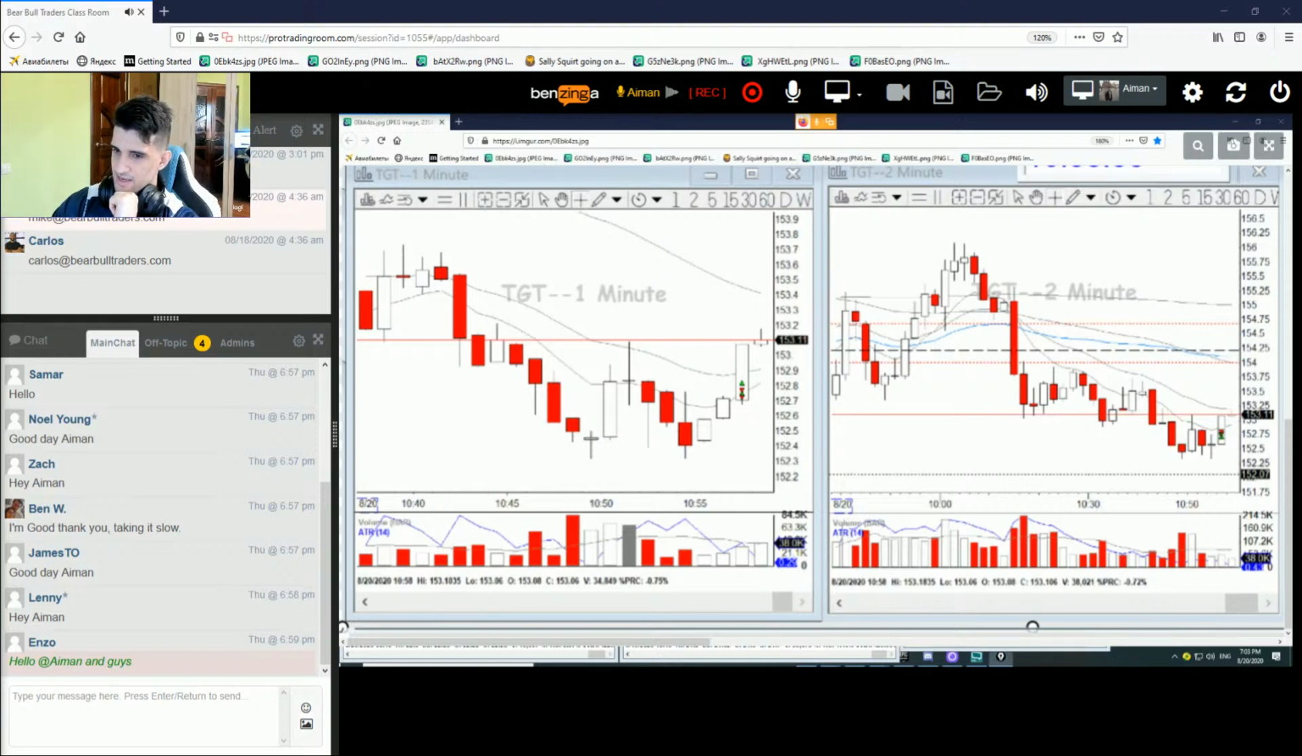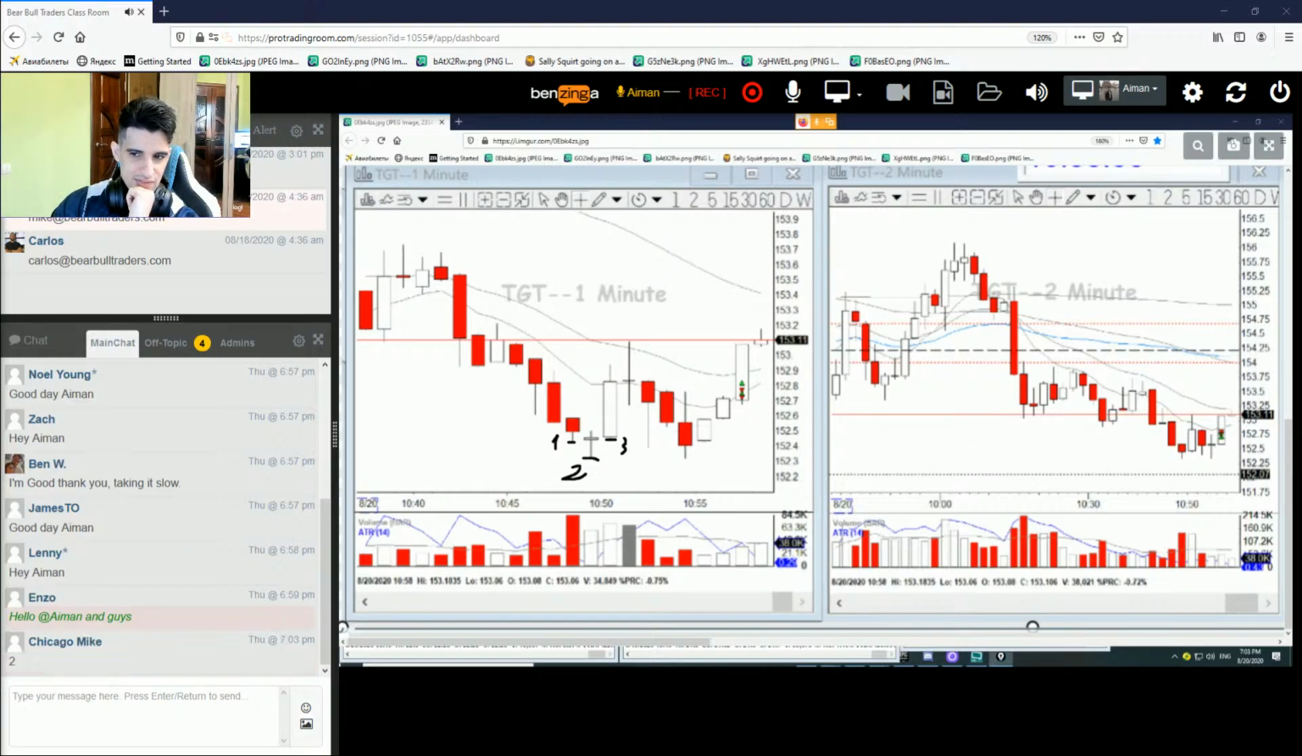And in this case, guys, what would be your stop loss? 1, 2, 3. What would you use, guys, for a stop? Chicago will use 2. Someone else? Would this be your stop loss? Or this or this?